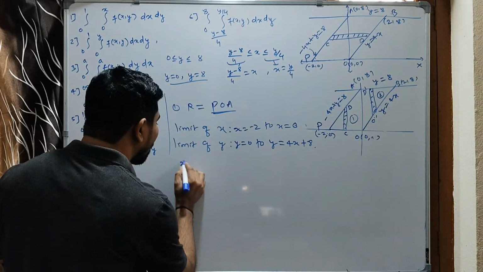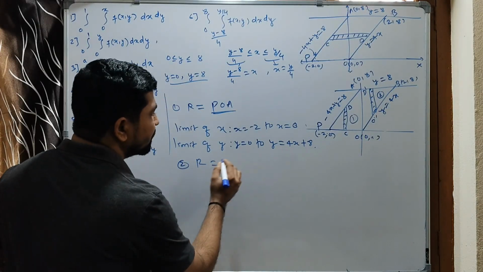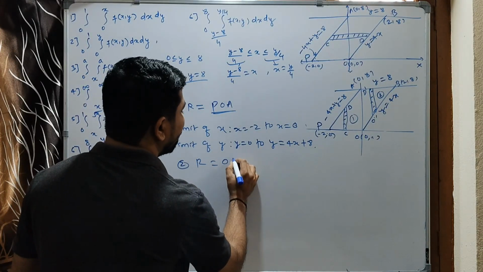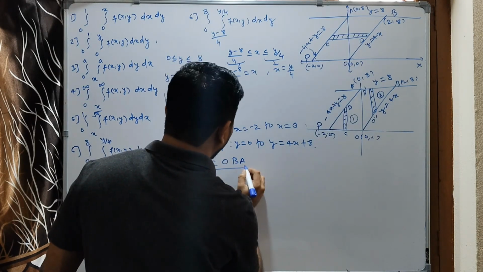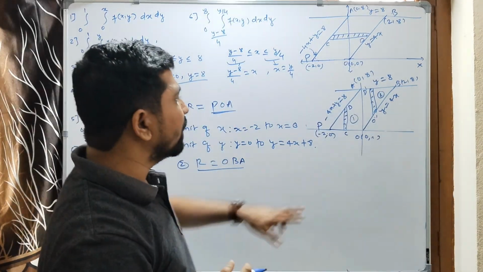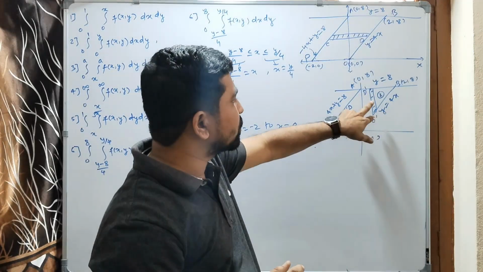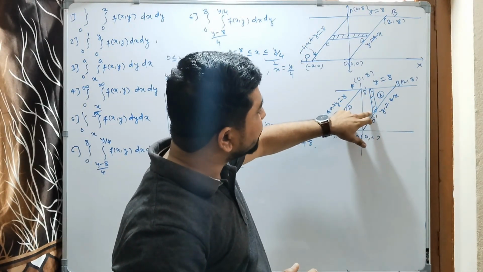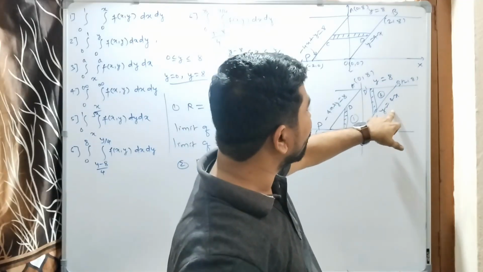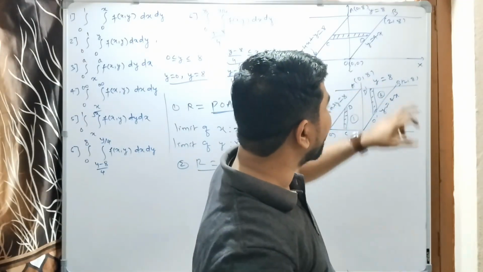Now I want to find the limits of x and y corresponding to region 2. In region 2, let's say I am taking OBA, with O and B. Now tell me the limits of y and limits of x. The limits of y: my strip CD starts from this line y equal to 4x and terminates on this line y equal to x.